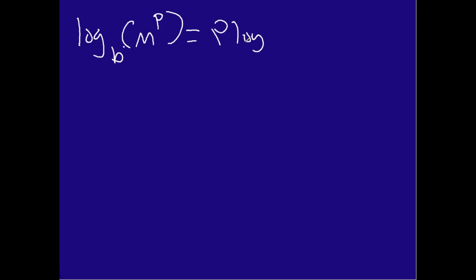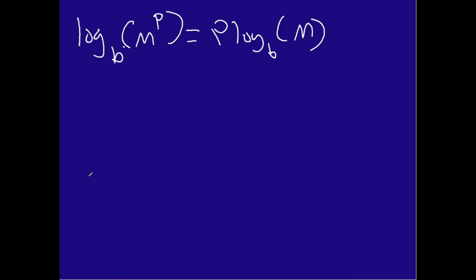The last one we're going to do is the power rule. The power rule is as follows. This one's a little bit harder to explain with an actual example, so we're going to use a general example. Log base b of the quantity m to the p power equals the same thing as p times log base b of m. That's what's happening here.